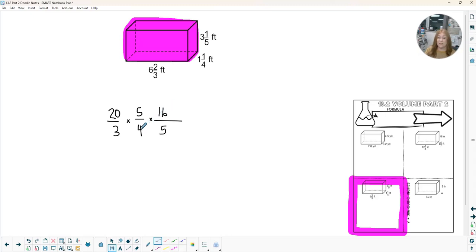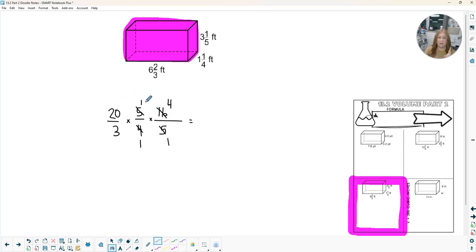So I'm going to look at the 4 and 16. Their GCF is 4. So divide by 4. 4 divided by 4 is 1. 16 divided by 4 is 4. It's a lot easier to count by 4s than 16s. So now I'm looking at my 5. Oh, look, 5 and 5 are going to cancel out into 1s. So we have a much simpler problem now than timesing by 16.